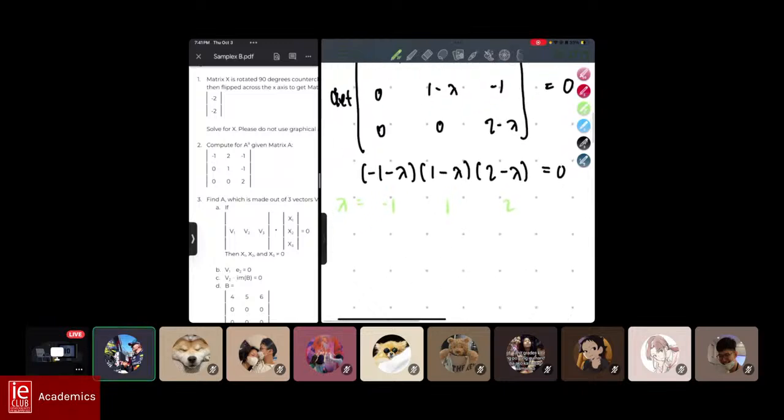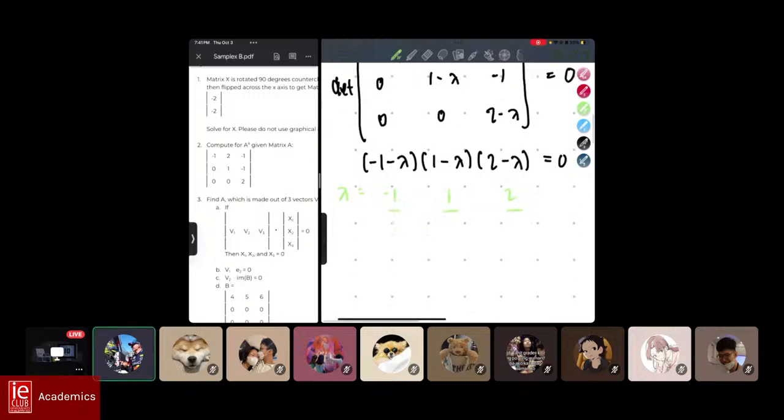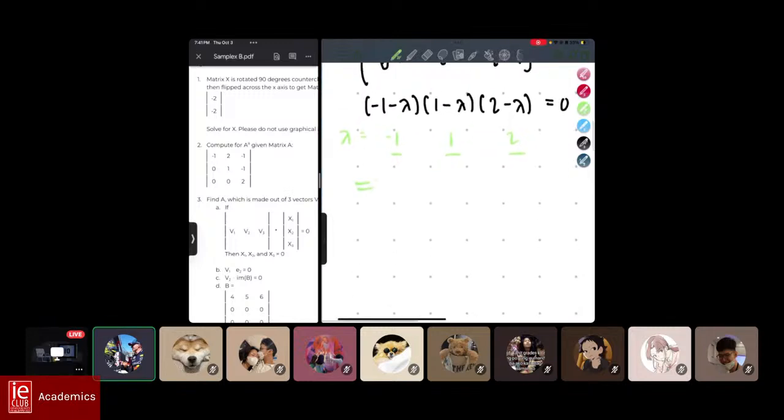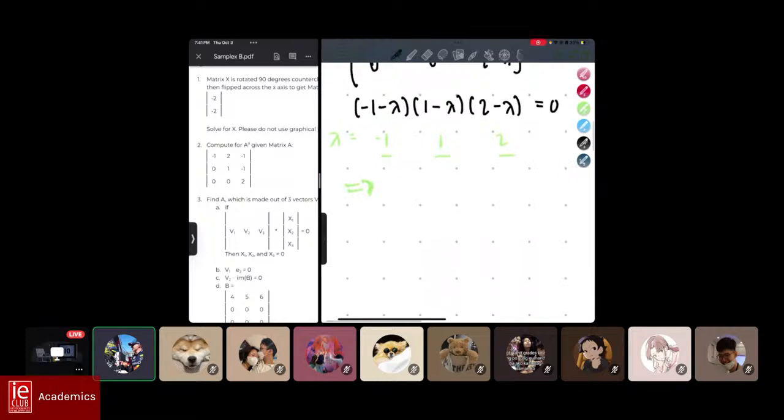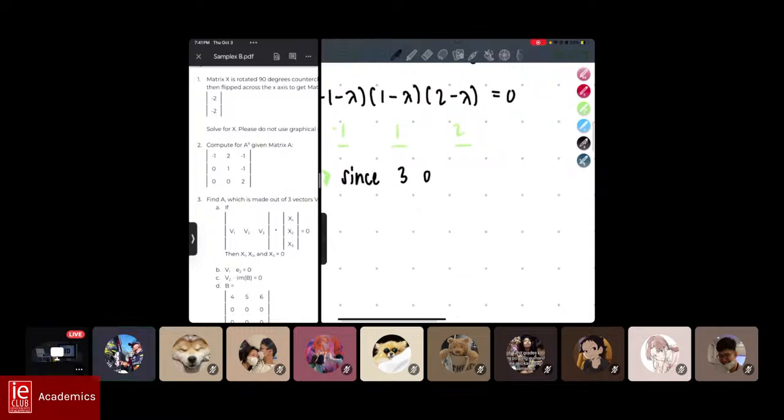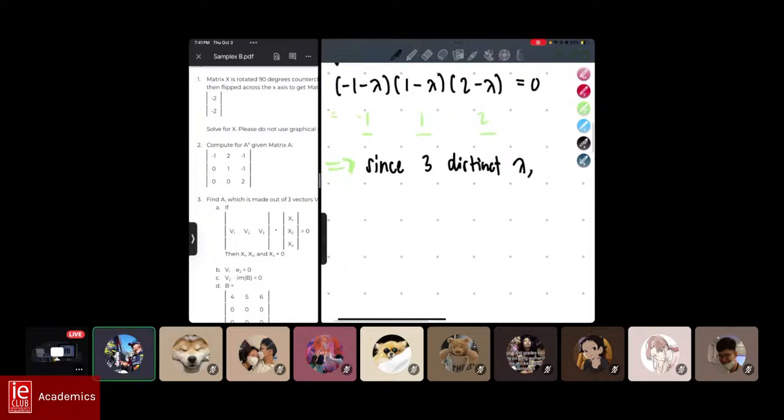To check lang, these are three distinct eigenvalues, and therefore, let's just do the formal solution para masanay tayo during the LE. Since there are three distinct eigenvalues, matrix A is diagonalizable.